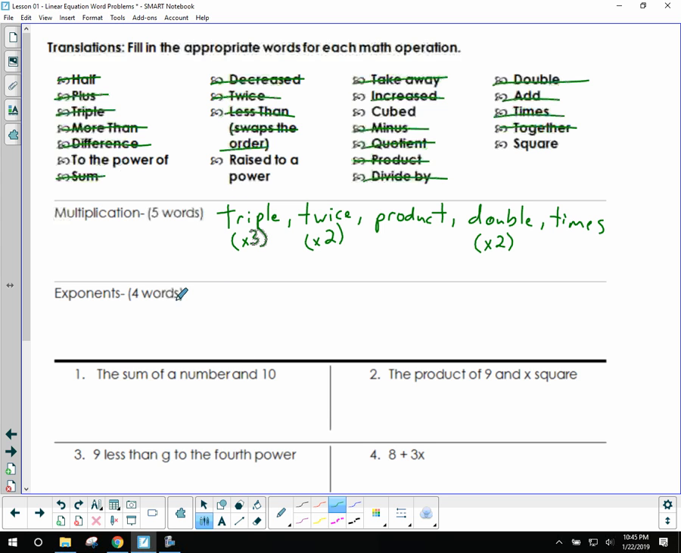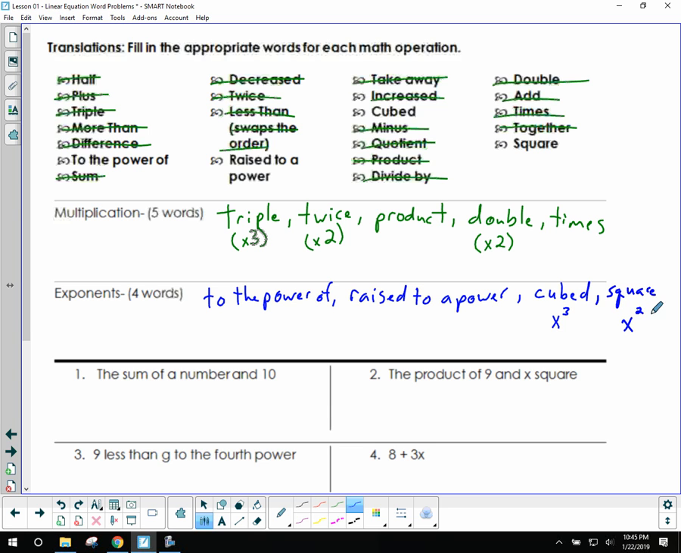To the power of, raised to a power, cubed. I'll show you an example, like x to the third. This would be an example of something being cubed. And square. An example here would be x to the second. The square part is the second.